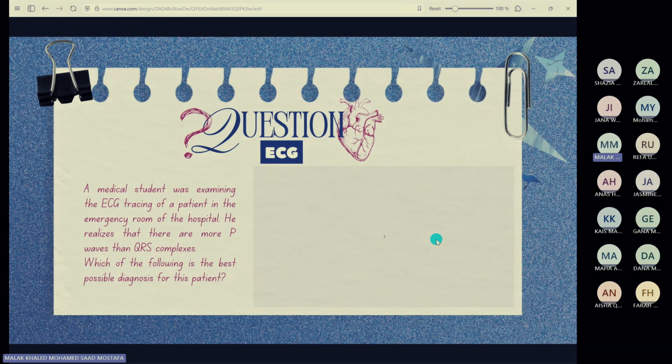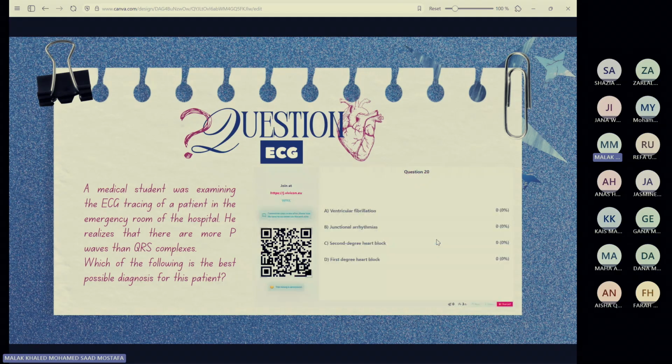Now, one last question so that we can look at the abnormal ECGs. We have a medical student examining the ECG tracing of a patient in the emergency room. And he realizes that there are more P waves than QRS complexes. Which of the following is the best diagnosis for this patient?